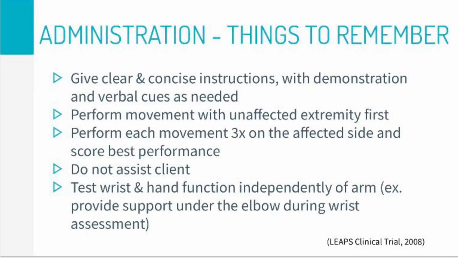When administering, give clear and concise instructions with demonstration and verbal cues as needed. Perform movement with unaffected extremity first. Perform each movement 3 times on the affected side and score the best performance. Do not assist the client. Test wrist and hand function independently of the arm. For example, provide support under the elbow during wrist assessment.